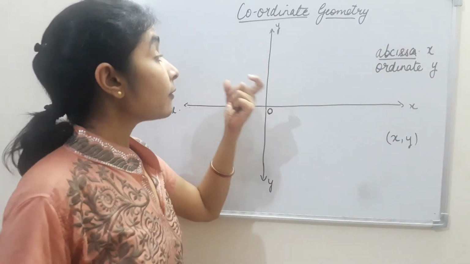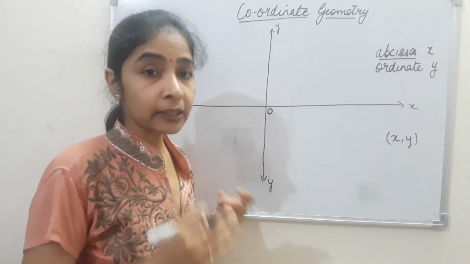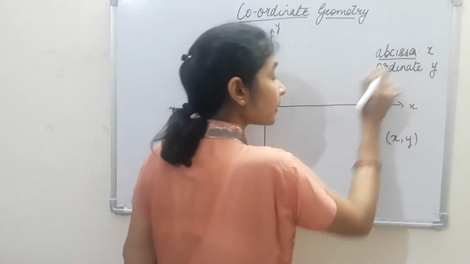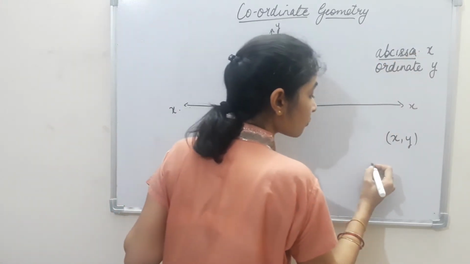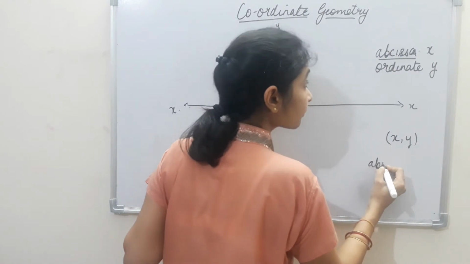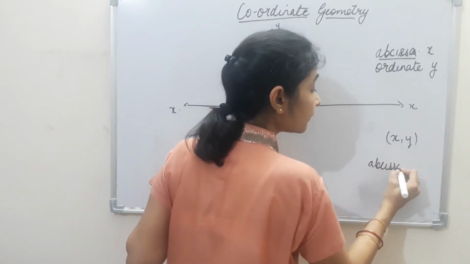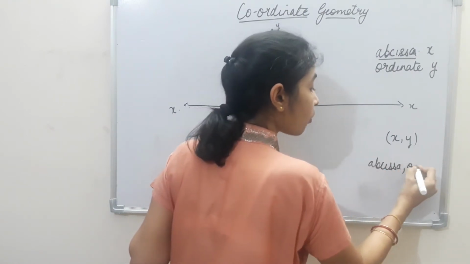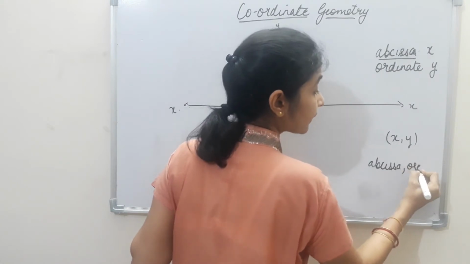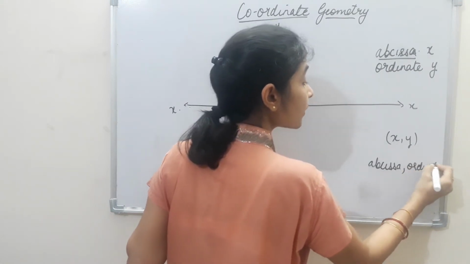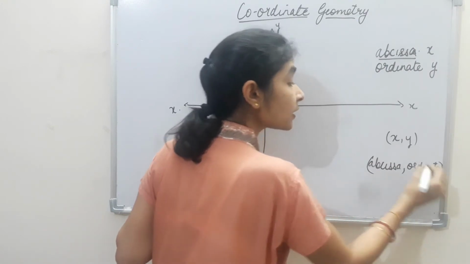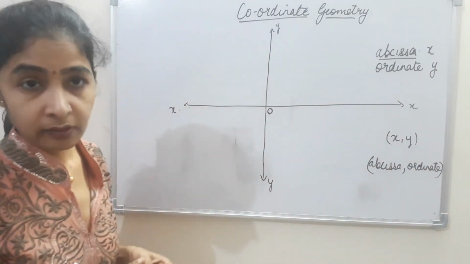Whenever it is represented in the ordered pair, first we write the abscissa, then a comma, and then the ordinate. We can also write it as I have already written, first x and then y. Always first x and then y is written.